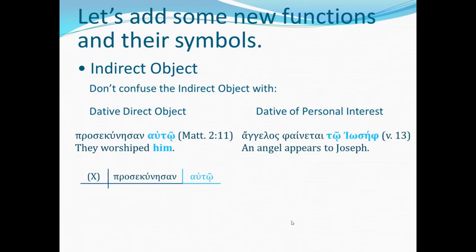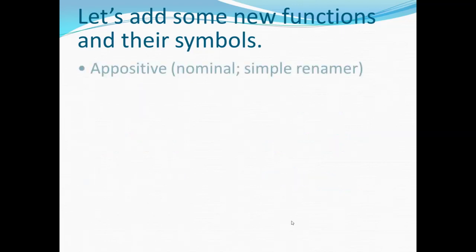So how would this be diagrammed? If it's not an indirect object, how would we diagram to Yosef? Well, it's just a simple modifier for the verb. So we would use an ordinary modifier shelf for the dative of personal interest.